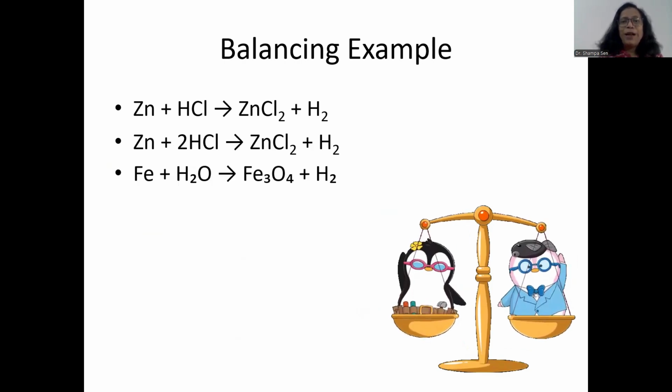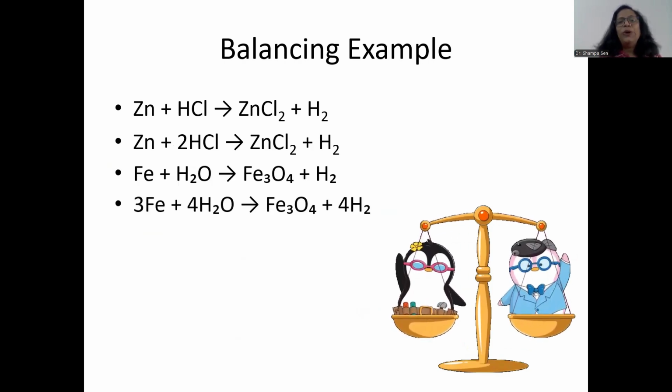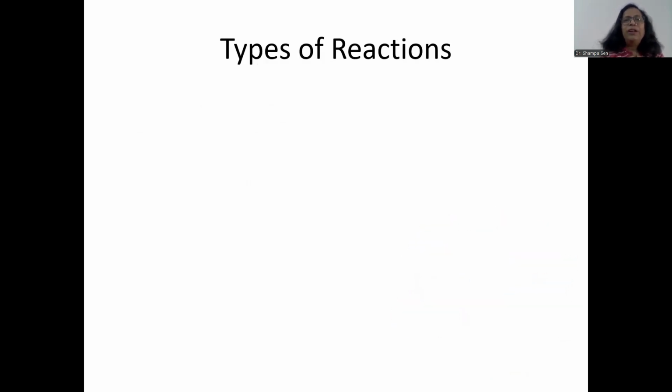And we are coming back to that example, Fe plus H2O giving rise to Fe3O4 plus H2. Now if we write 3 in front of Fe, 4 in front of H2O and 4 in front of H2, then it is balanced. See, the count of atoms on the left hand side of the equation and right hand side of the equation is the same. That means the equation is balanced, mass is conserved, atoms are conserved, right?